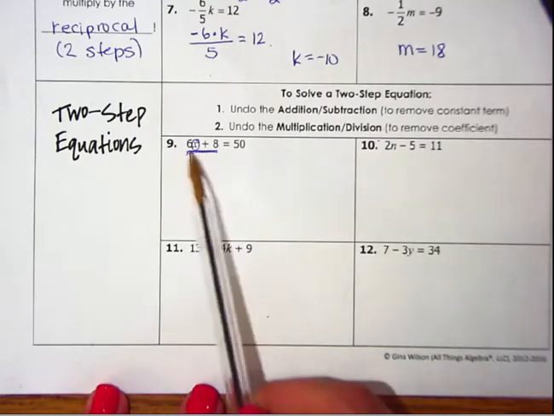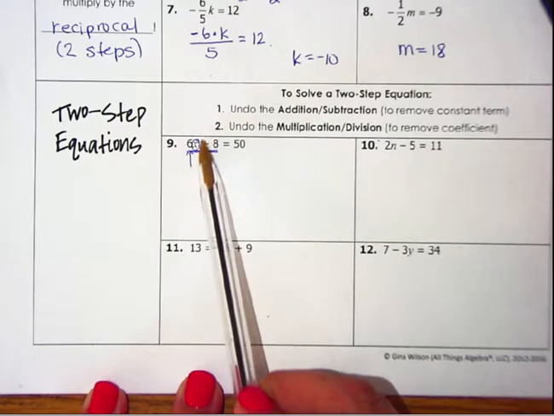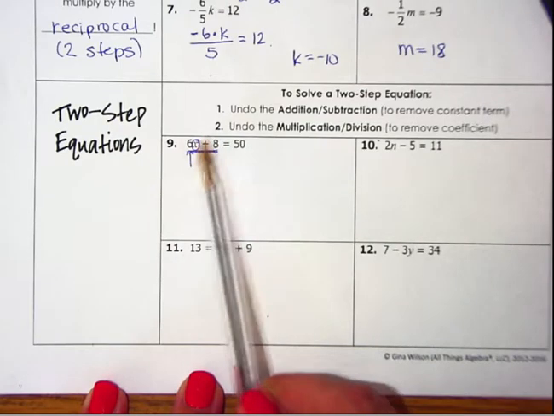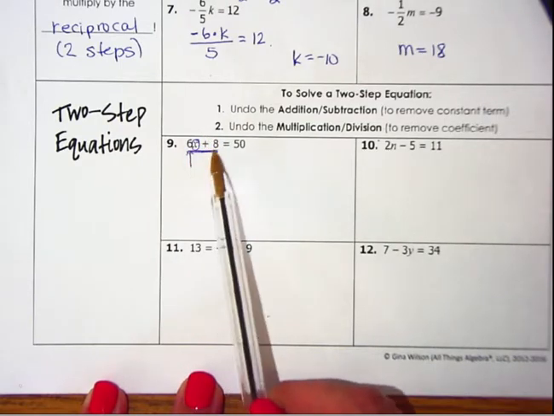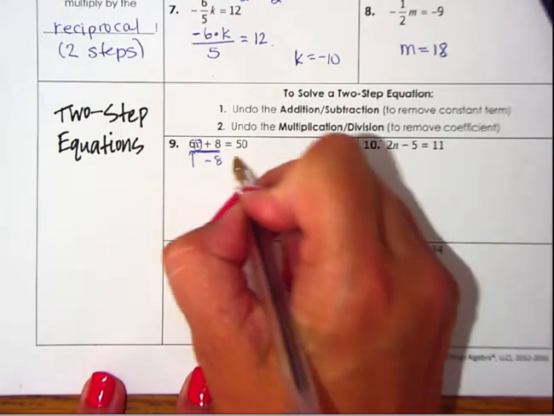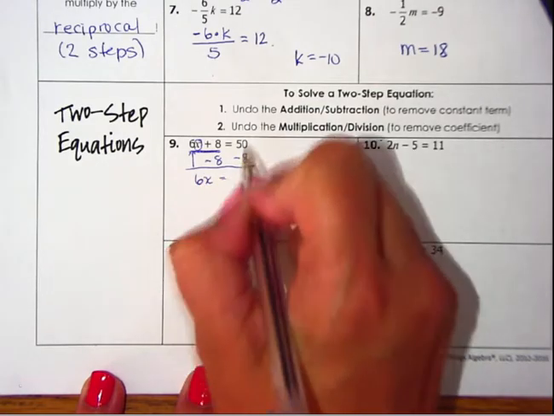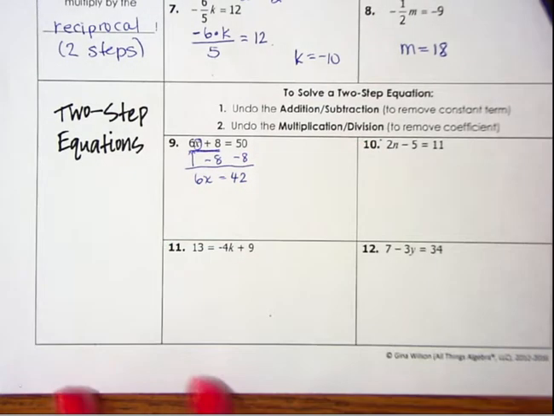So if we have 6x plus 8, 8 is not as close to the variable. It's not right next to it. It's not attached to it. So that's the one that we're going to get rid of first. So I'm going to go ahead and subtract 8 from both sides. And so now I'm just left with the 6x, and that's equal to 42. And now I can just go ahead and divide 42 by 6, and I end up getting 7.